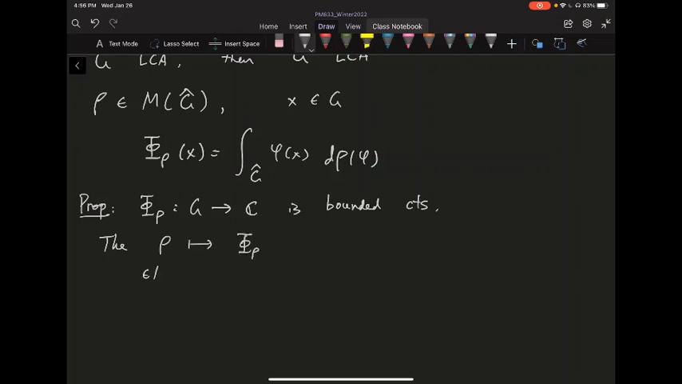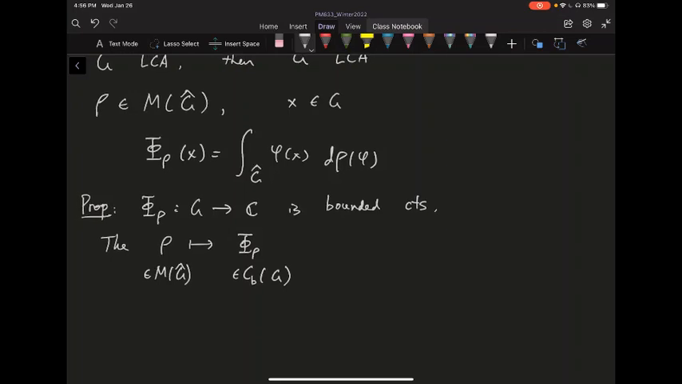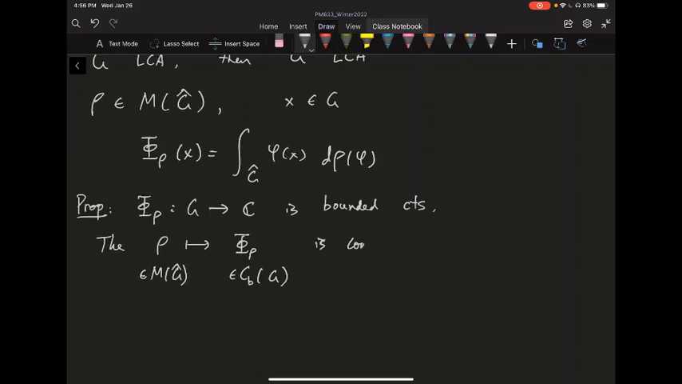And also I have something similar, the mapping ρ to this φ_ρ. Essentially your ρ is inside the measure space of the dual group, and you map it into a continuous bounded function on the G hat. Sorry, not G hat, but on G. Well, this map is also going to be contractive and linear. Okay, so it's going to be contractive and linear. And not only that, this map is actually injective as well.